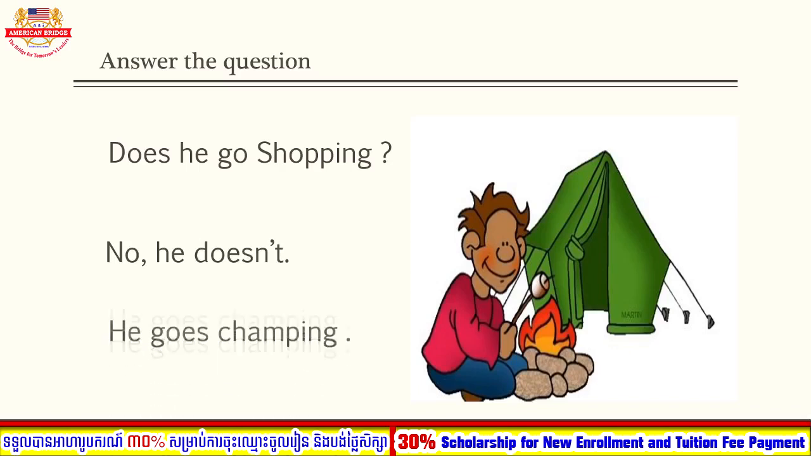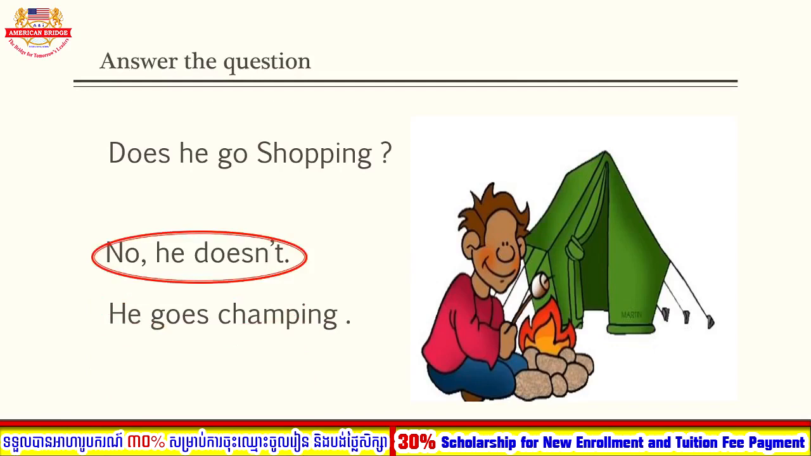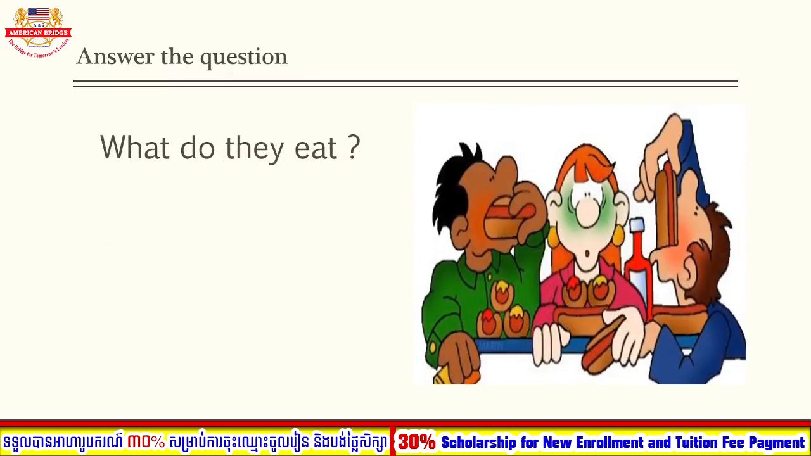We have the answer in here, and we have another one, he goes camping. So which one is the correct one? No, he doesn't, or he goes camping. Great, so the correct one is no, he doesn't. Does he go shopping? No, he doesn't, right? Okay, so now let's move to the next one. Okay, so this picture again, everyone, can you guess it? What are they doing? I think that they look like they are eating hot dogs, right? Okay, so the question is, what do they eat? So the answer is they eat hot dogs, right? Okay, so now let's move to the next one.